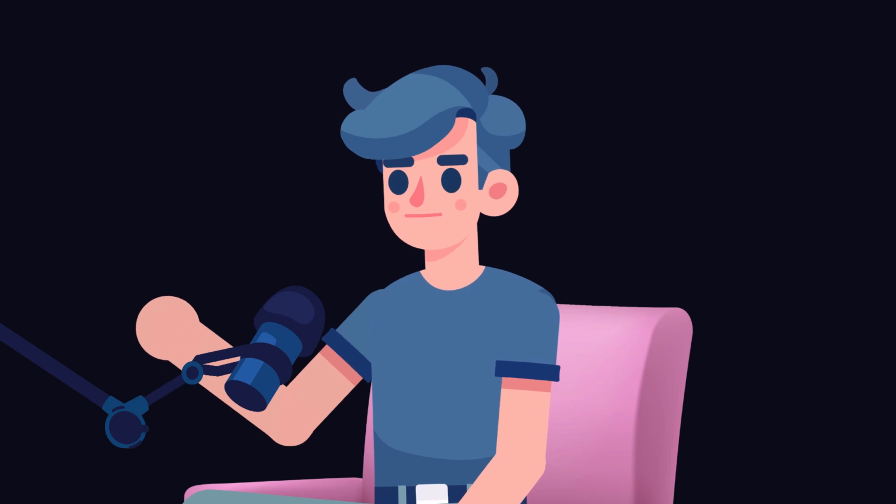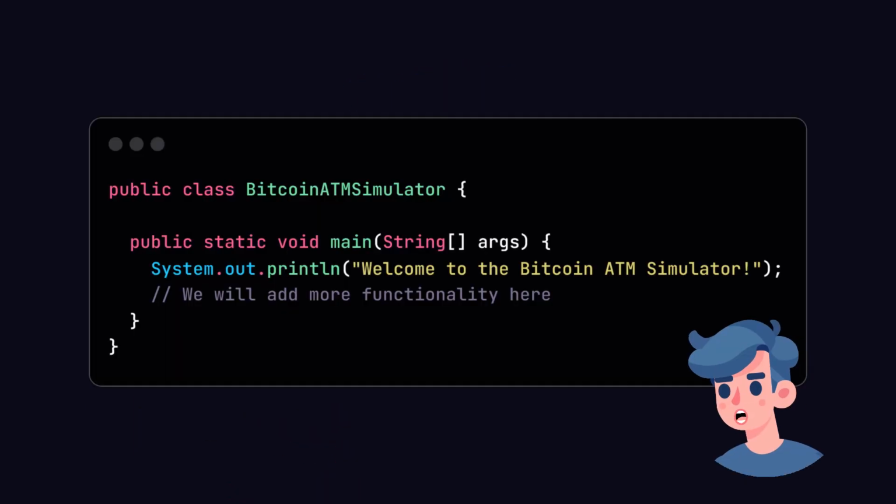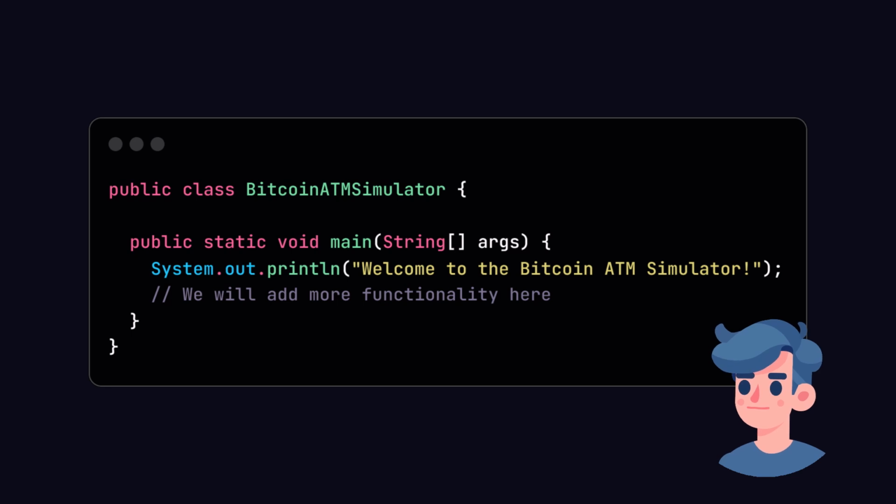To begin building our simulator, we need to set up our Java development environment. Make sure you have JDK installed. If you're using an IDE like IntelliJ IDEA or Eclipse, create a new Java project. Now, let's create our main class. This class will be responsible for running our ATM simulator. We'll name it Bitcoin ATM Simulator. In this class, we'll set up a basic structure for our application.